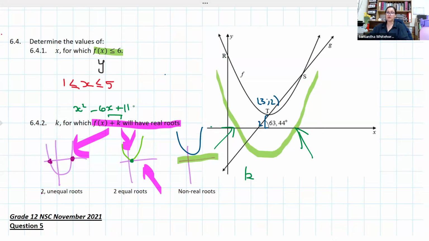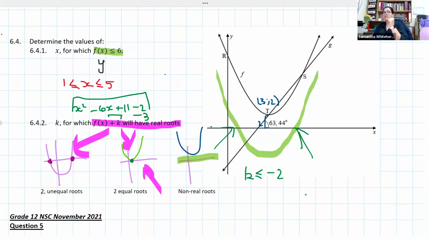A shift down would be minus 2 units or minus 3 units or minus 4 units or whatever. So I need to move it at least 2 units down, and we would need to have negative 2 because that represents my shift down in the way that this has been set up, f(x) + k. It needs to go at least 2 units, but it can go more than 2 units down. So k would need to be less than or equal to negative 2, because negative 2 will take me onto the x-axis, real roots.